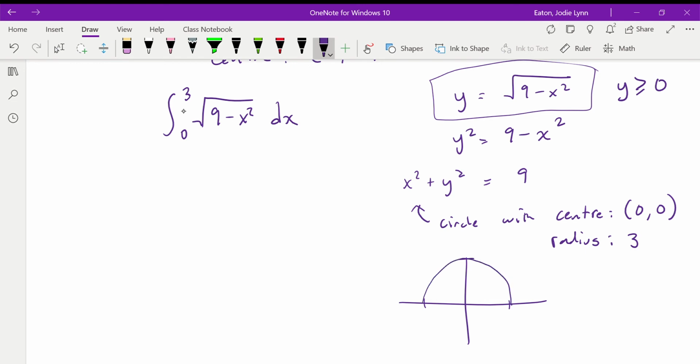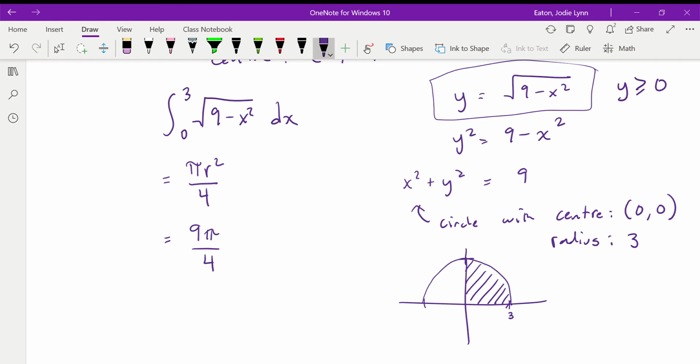And if we're taking the integral from 0 to 3, so this is the radius, that's 3, we're only really looking at the area from 0 to 3. Okay, so this is the area that we're looking for. And so this is a quarter circle. So this is going to be the area of a circle, which is pi r squared, divided by 4. And our radius is 3, so it's pi times 3 squared over 4, which is 9 pi over 4.